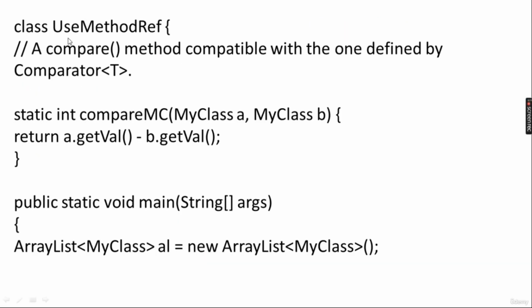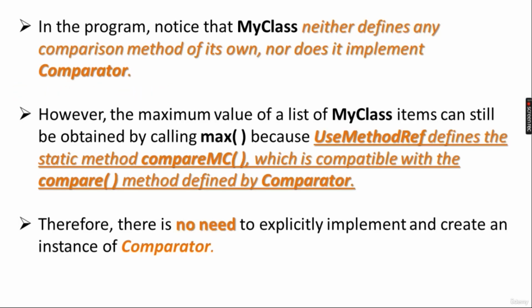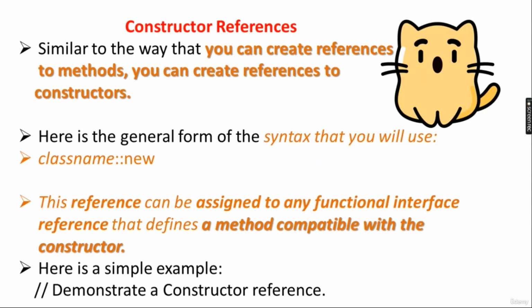So this class UseMethodReference is directly obtaining the objects of MyClass A and MyClass B, two objects of the same class, and then comparing the two objects. Okay, so there are two things we are eliminating. First is no need to write down the comparison method, and second is no need to implement the Comparator interface. Next, constructor references.